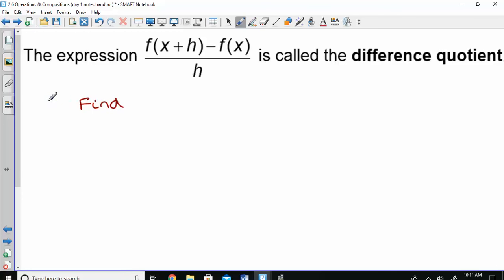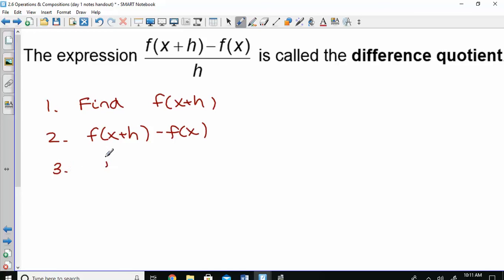So what I recommend is first find f of x plus h. Second step, do the f of x plus h minus your f of x. And the third step, we will do the whole thing. That way, we're not just plugging it into this big, nasty formula at the beginning. We do one step at a time and just add a new piece to it each time.